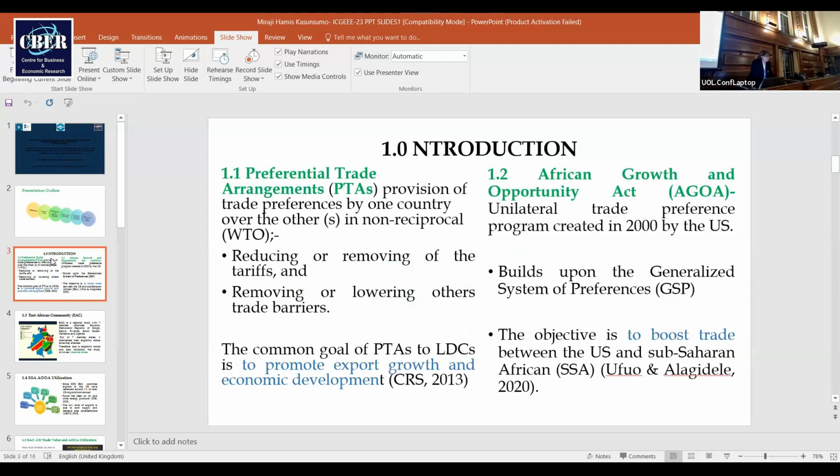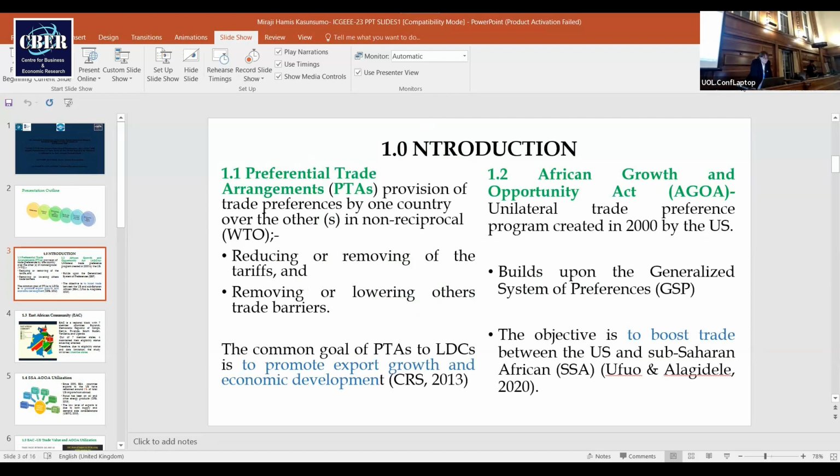Before talking directly about AGOA, let's talk a little bit about the PTA, which is the genesis of AGOA. A preferential trade arrangement is a provision of trade preference by one country over another. This can be done in two ways, either by reducing or removing tariffs, or by removing or lowering other trade barriers. The common goal is to promote export growth and economic development.